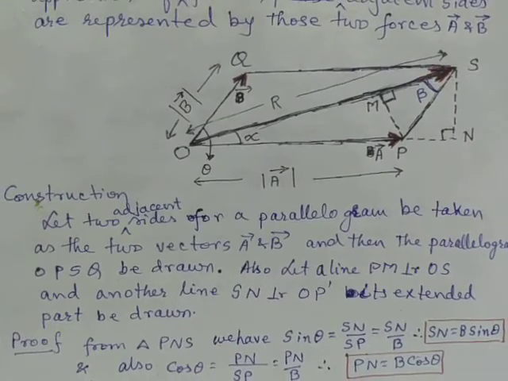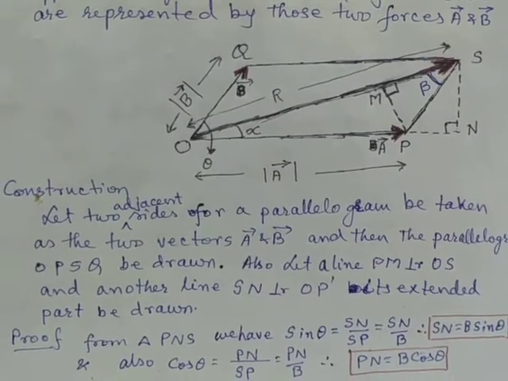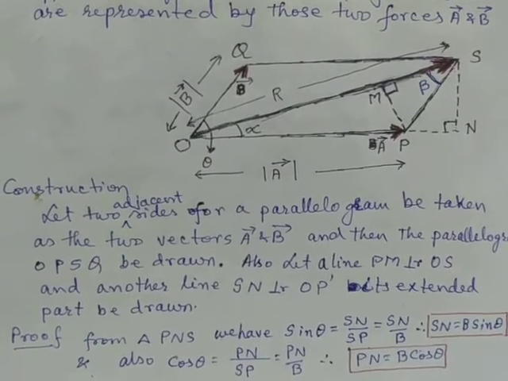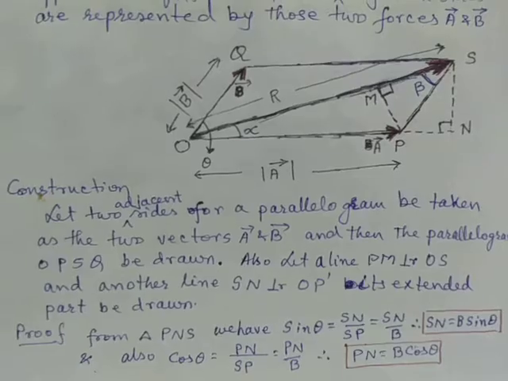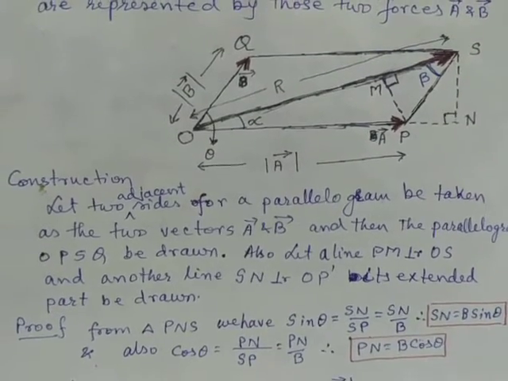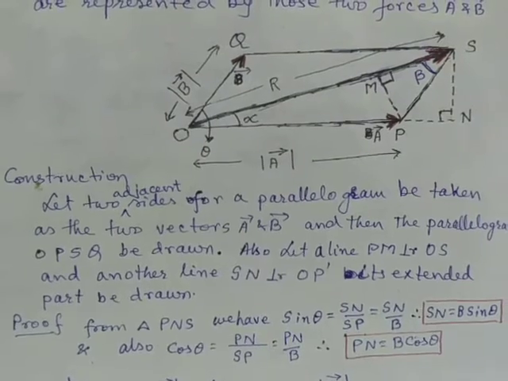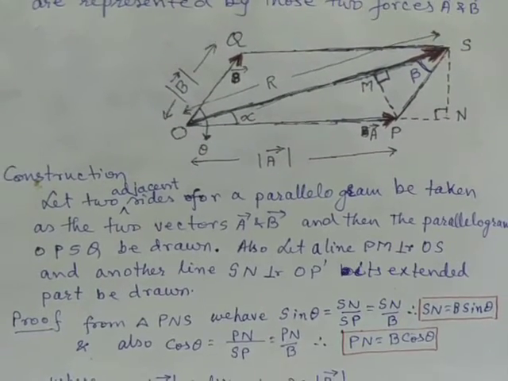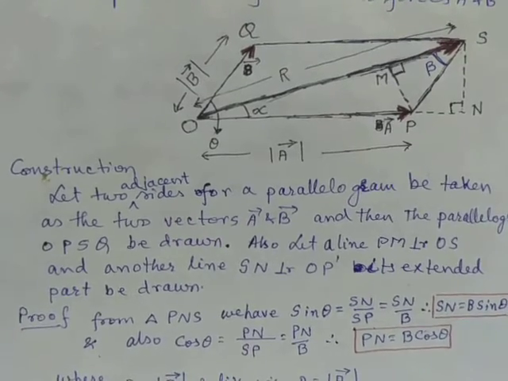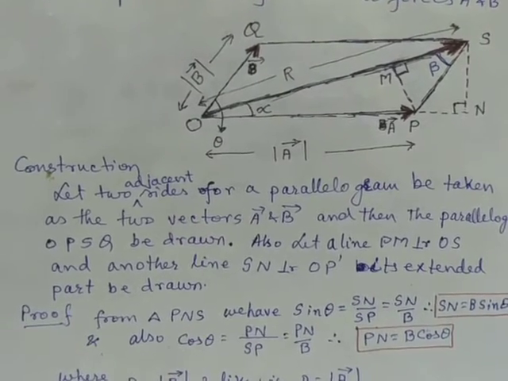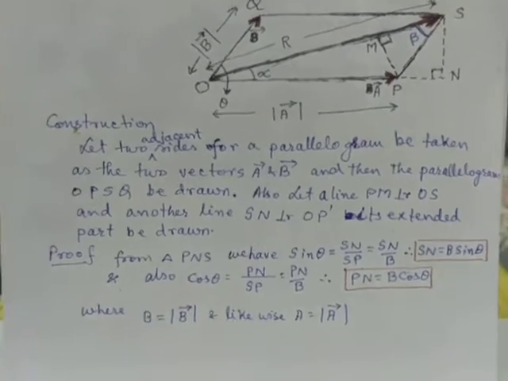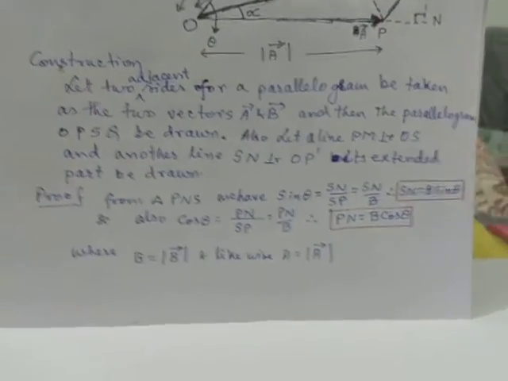Before we start the proof for this statement, we do some construction work here. We extend the line ON and draw a perpendicular from point S on the line ON, and also we draw a perpendicular from point P on the line OS, that is PM is perpendicular to OS, and SN is drawn on the extended part of OP perpendicular to it. Once we have done the construction work, let us start the proof.